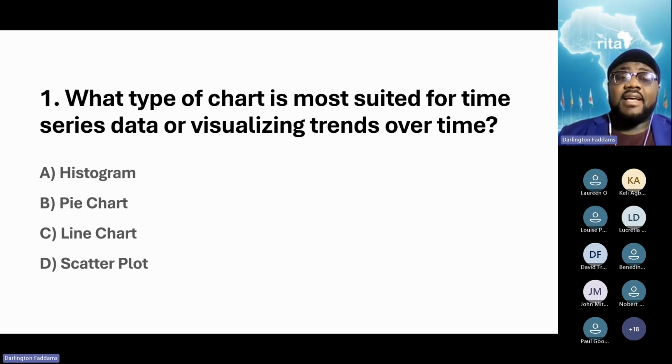And the same data, you may want to find out something else, and you may need a scatter plot. You see? And so it depends on the type of data. So well done. The answer is line chart.